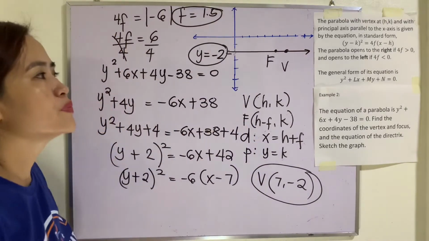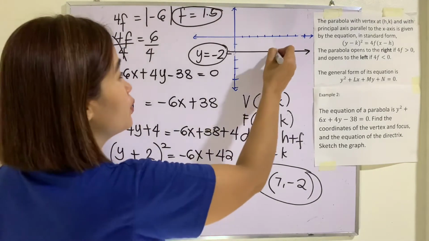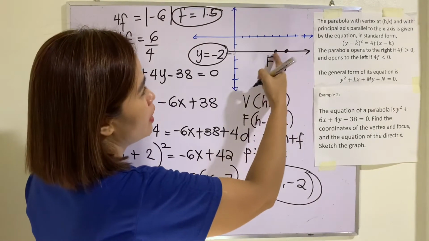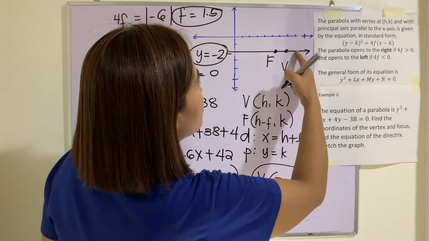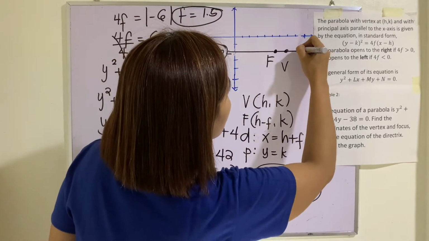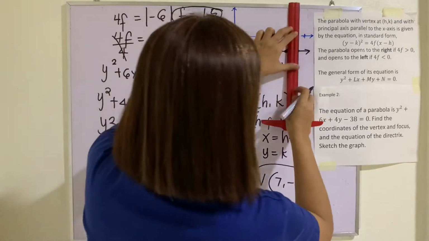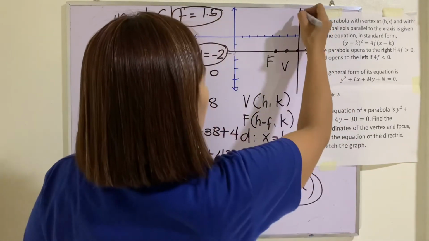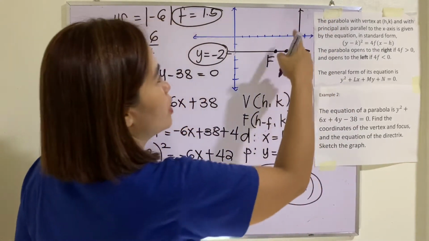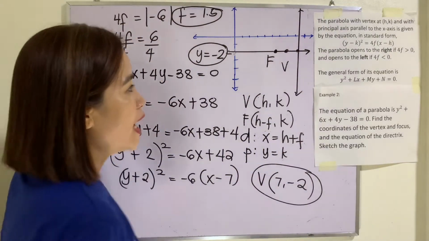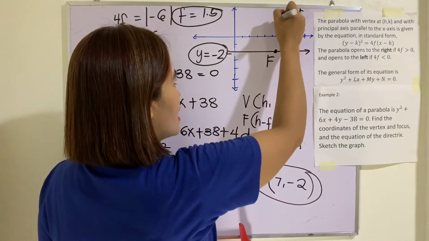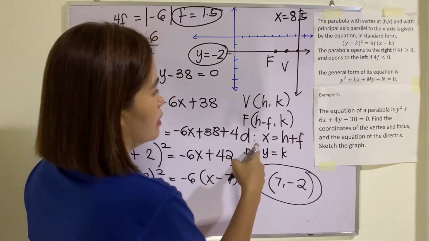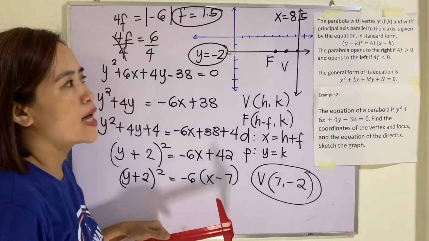Now, how are we going to find, of course, the directrix? If this one is 1.5, this one is also 1.5. This one is your directrix. And 7 plus 1.5 is, of course, 8.5. So, therefore, this is x equal to 8.5. This one, h plus f.